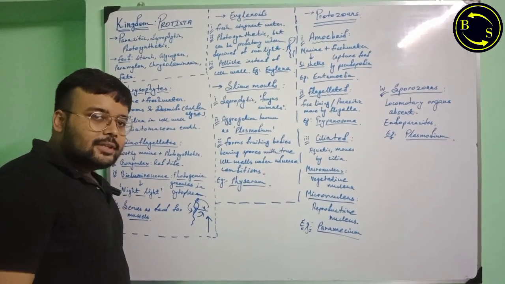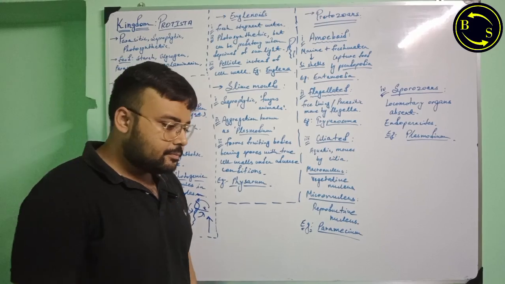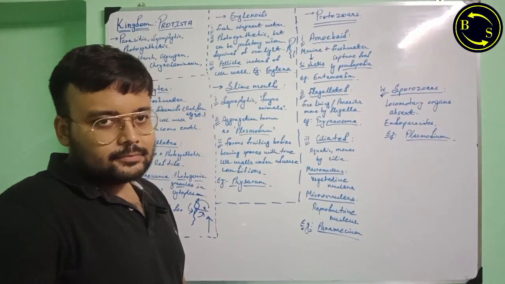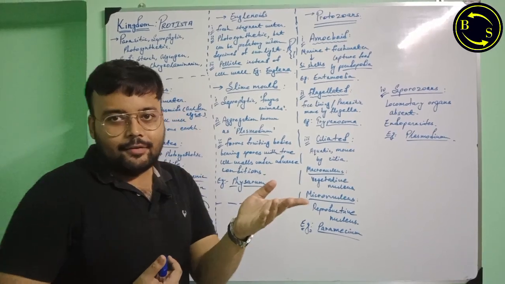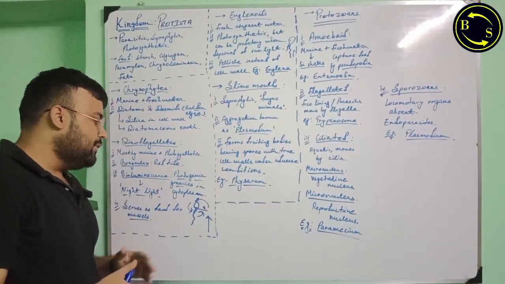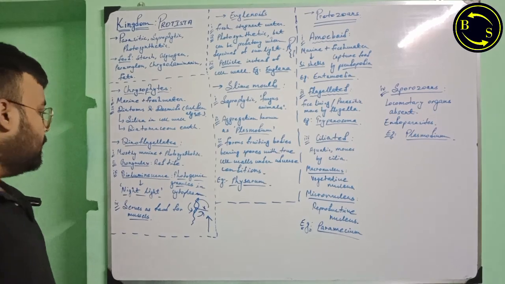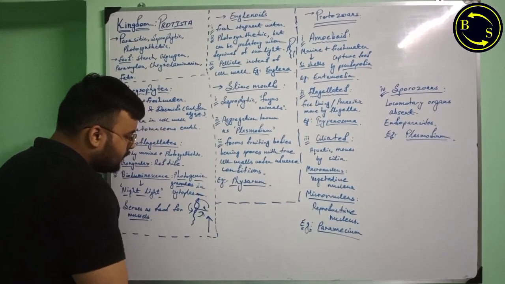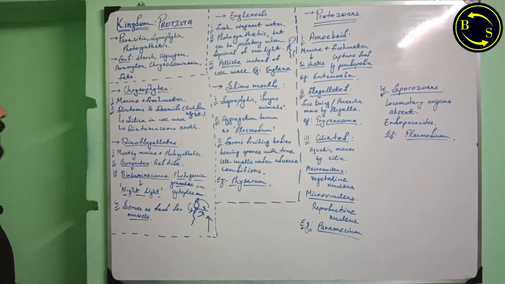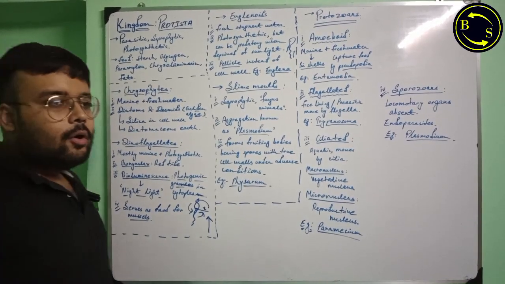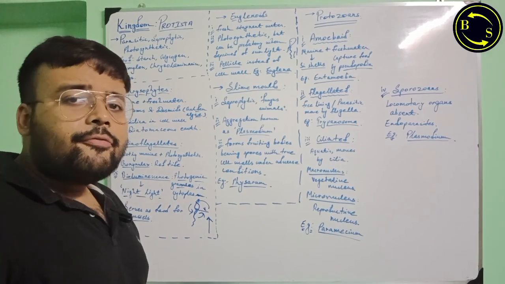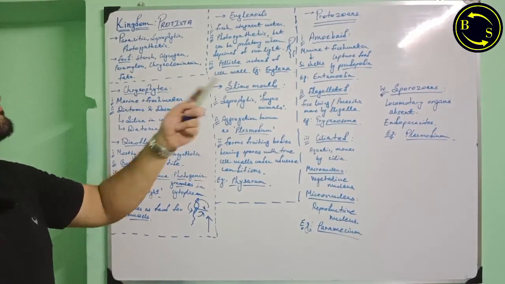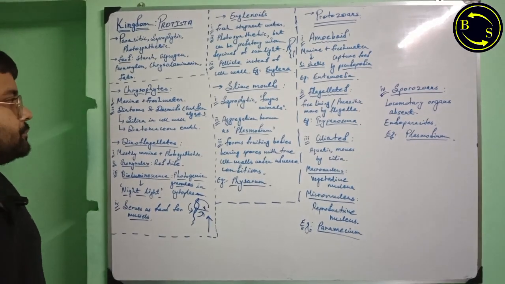Next, we have slime molds. Slime molds are very interesting. They are almost like fungus, or earlier when all these classification schemes were not very popular, the slime molds were considered as a type of fungus. They were classified into kingdom fungi, but later on they were classified into kingdom protistans.